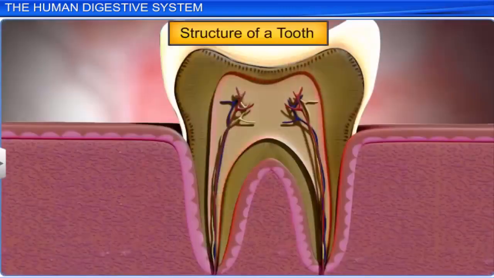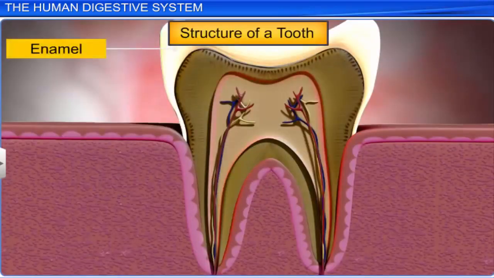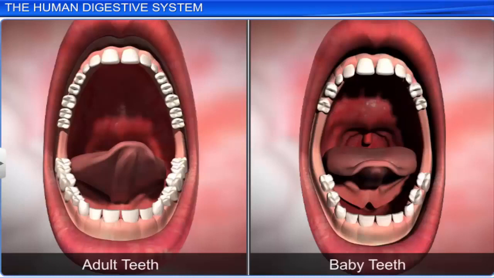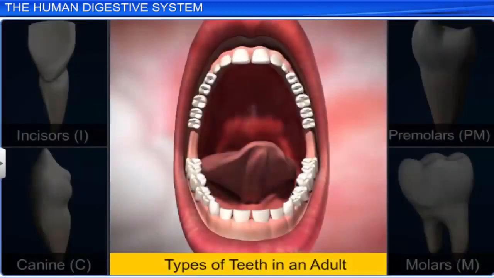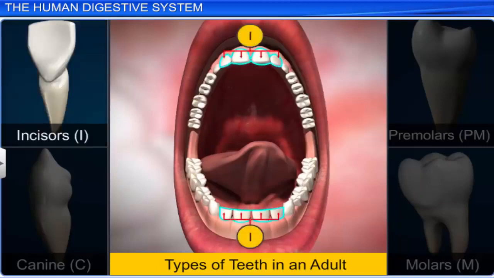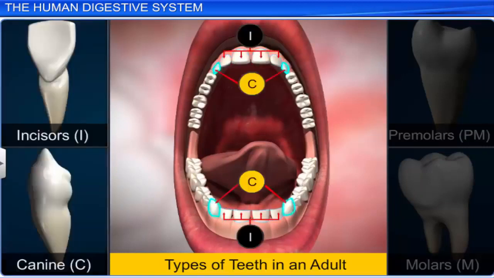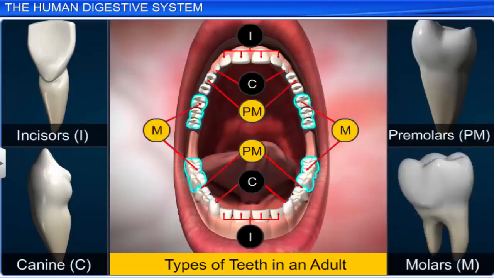The hard, chewing surface of the tooth, made up of enamel, helps in chewing and breaking down of food. Interestingly, human beings develop two sets of teeth during their lifetime and are hence known as diphyodont. The permanent teeth in adults are of four types: incisors represented by I, canines represented by C, premolars and molars represented by PM and M respectively.